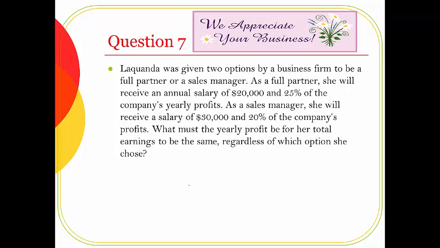Question 7. Lakunda was given 2 options by a business firm: to be a full partner or a sales manager. As a full partner, she will receive an annual salary of $20,000 and 25% of the company's yearly profits. As a sales manager, she will receive a salary of $30,000 and 20% of the company's profits. What must the yearly profit be for her total earnings to be the same, regardless of which option she chose?